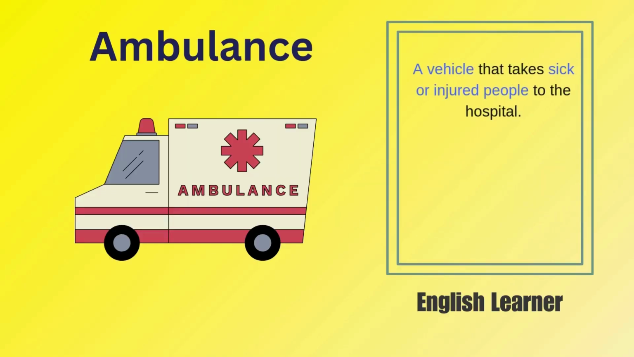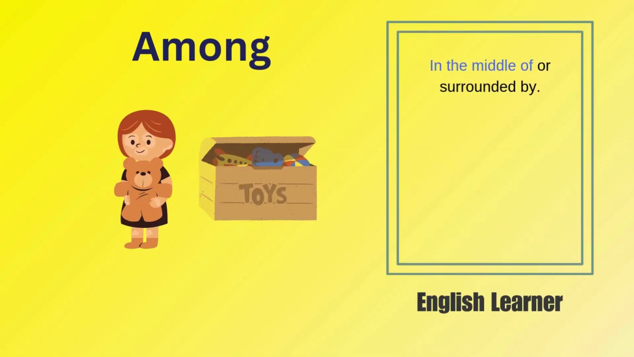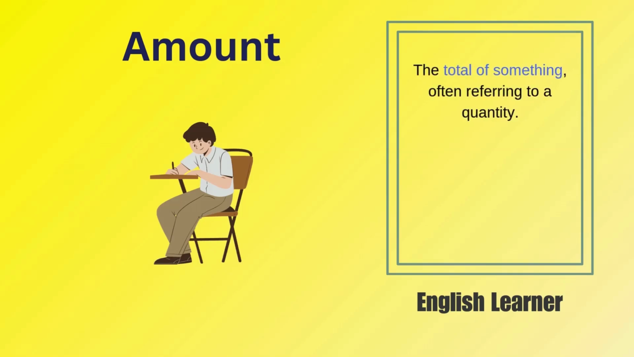Ambulance. A vehicle that takes sick or injured people to the hospital. Example. The ambulance arrived quickly to help the injured person. Among. In the middle of or surrounded by. Example. She found her lost toy among the other toys in the box. Amount. The total of something, often referring to a quantity. Example. He spent a large amount of time studying for the test.